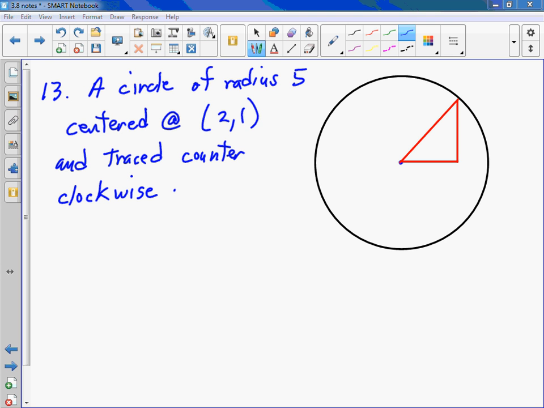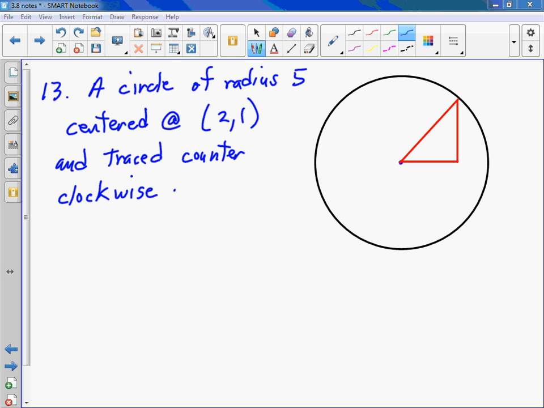Okay, here we go. Number 13. So number 13 says, write a parameterization for the curves in the xy plane for a circle of radius 5 centered at the point 2, 1 and traced out counterclockwise. So I guess before we jump into this, we should review a little bit about circles. And that might help us get just a little more familiar with them.